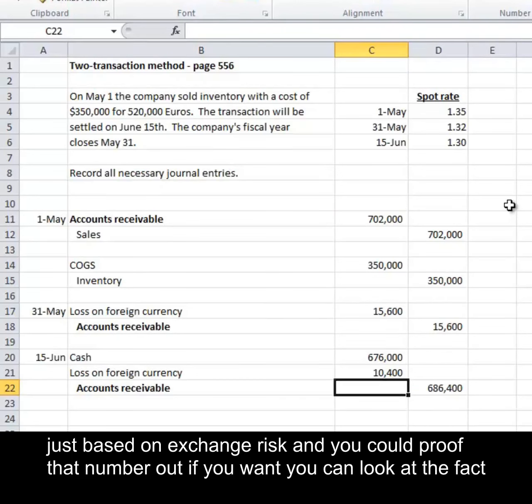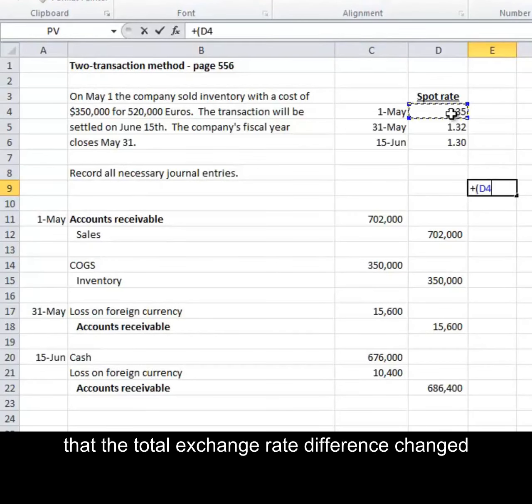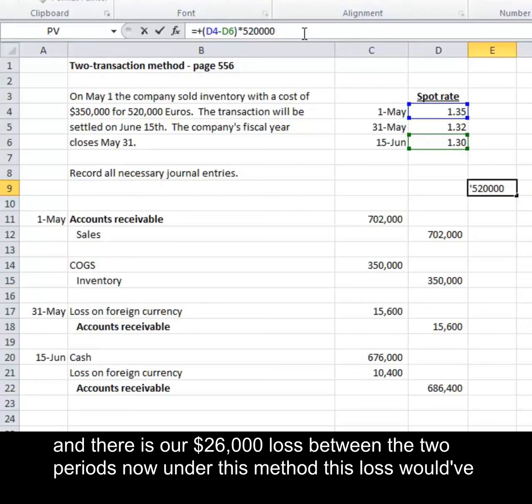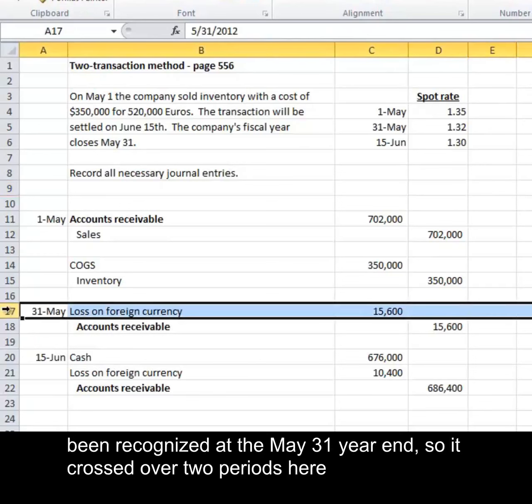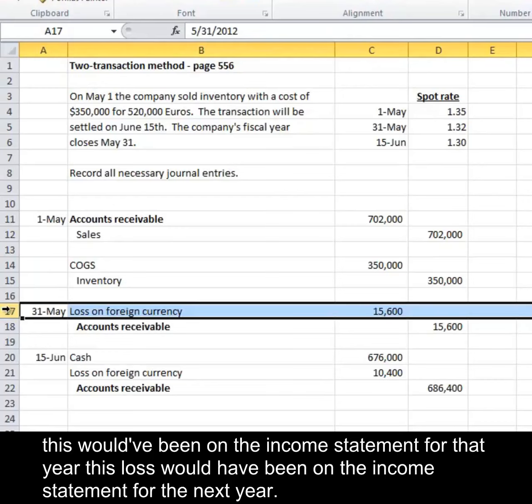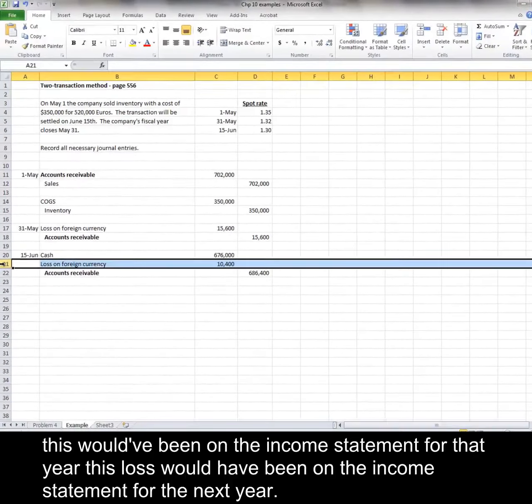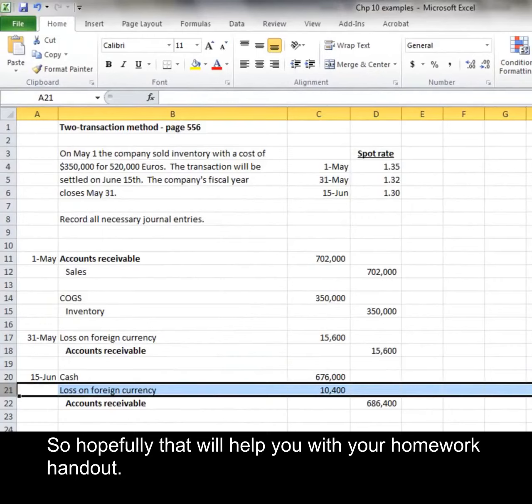And you could prove that number out if you want. You can look at the fact that the total exchange rate difference changed 0.05 times the number of euros, and there is our $26,000 loss between the two periods. Under this method, this loss would have been recognized at the May 31st year end, so it crossed over two periods here. This would have been on the income statement for that year. This loss would have been on the income statement for the next year. So hopefully that will help you with your homework handout.